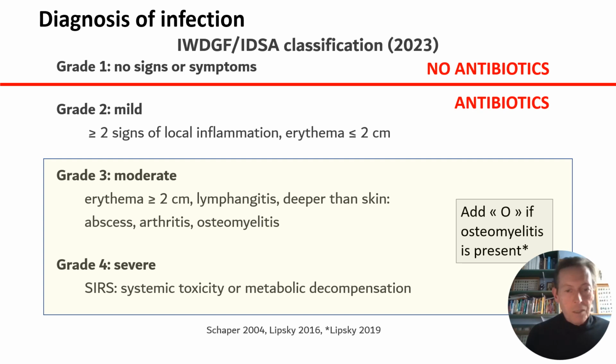We don't have any data showing that the use of systemic or local antibiotics may have an impact on non-infected ulcers. And it is important to consider this definition again to limit the unjustified use of antibiotics and the risk associated with these treatments.